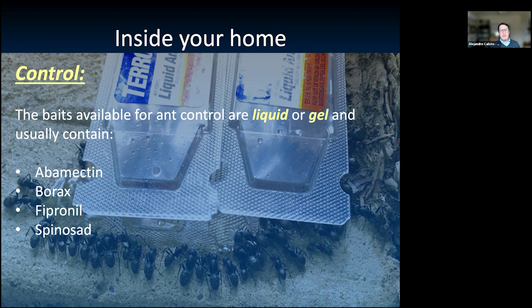Most of those baits, the most common active ingredients are ivermectin, borax, fipronil, and spinosad. Some kill the colony and the workers really fast. Some others take some time. So even after you are baiting inside your house, it might take a few days or even weeks until you see a suppression or control of the colony outside your house.